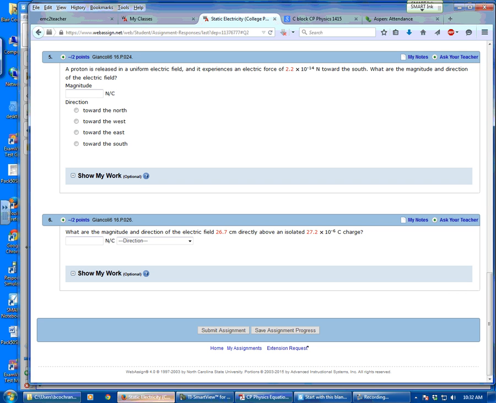And so I'm told that I have a distance of 26.7 centimeters. Better convert that to meters. And it has a charge of 27.2 times 10 to the minus 6 coulombs. So good, I'm already in coulombs there. So now it's really plugging in.